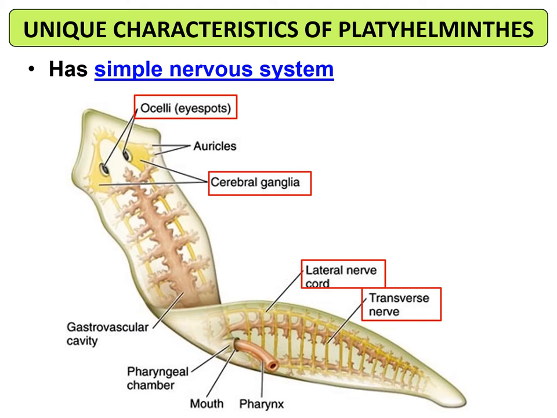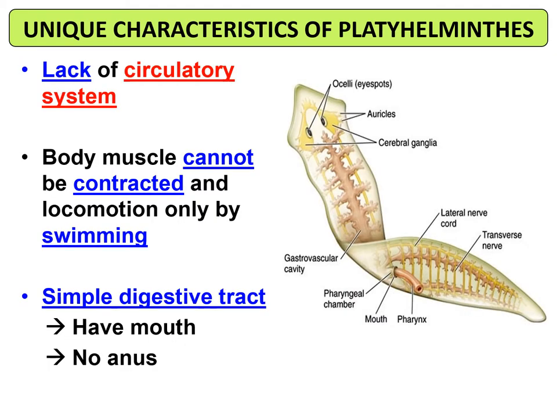They have a very simple nervous system, so they can react to a stimulus for their defense. They don't have circulatory system, and locomotion is usually by swimming. They have a very simple digestive tract, sebab tadi ada satu opening sahaja. Ni opening dia.